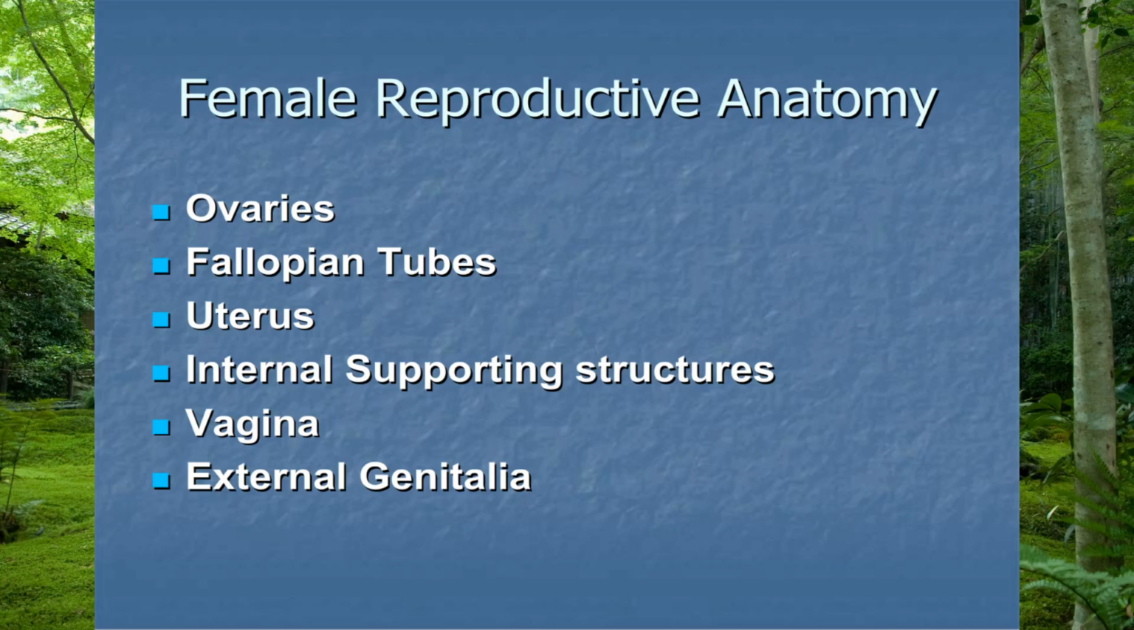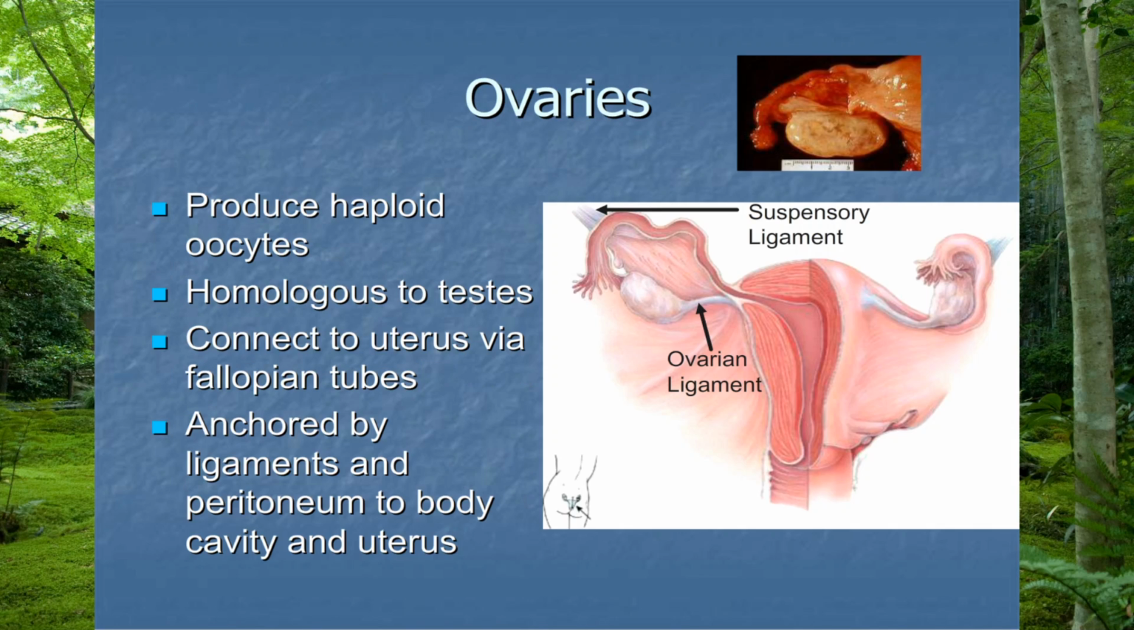So the ovaries are the female gonads. This is where we produce our haploid gametes, and these gametes are called oocytes, and later on they will actually be called ova once fertilization occurs. The ovaries are homologous to the testes, that is, they're derived from the same tissues, and they are connected to the uterus via the fallopian tubes. The ovaries themselves are anchored to the wall of the uterus by an ovarian ligament, and also to the wall of the body cavity by a suspensory ligament.